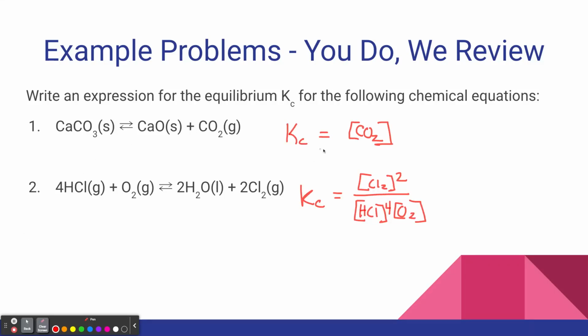All right, I hope you were able to get that for number 1, Kc is equal to the concentration of CO2. You'll notice that calcium carbonate and calcium oxide are not included in this equilibrium expression, folks, because they are solids. And then for number 2, the equilibrium constant Kc is equal to the concentration of chlorine gas raised to the second power over the concentration of HCl raised to the fourth power times the concentration of O2. You'll notice that water wasn't included in this equilibrium constant because water is in its liquid state.